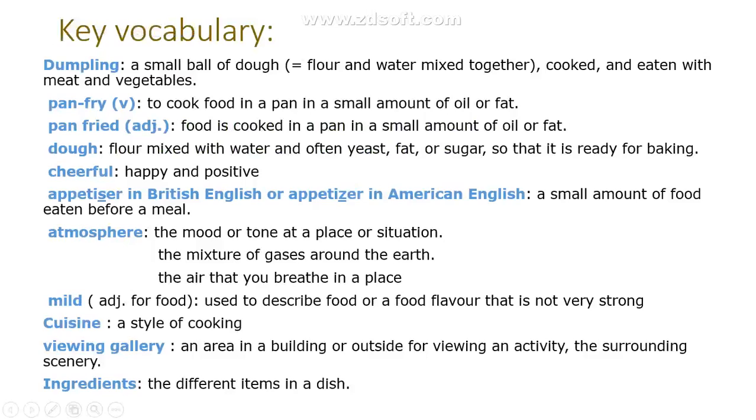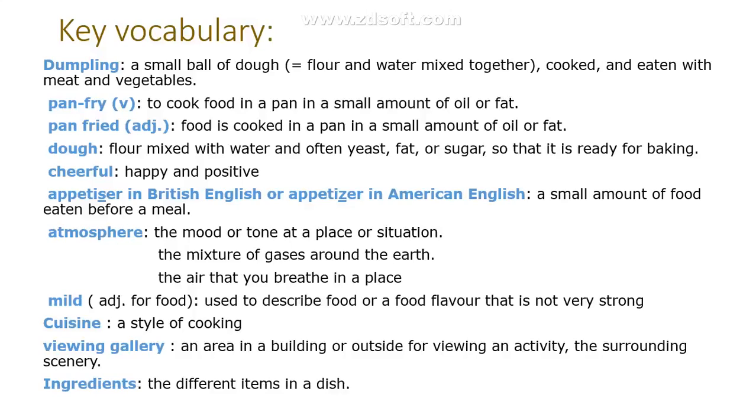Key vocabulary. Dumpling, a small ball of dough. What do you mean by dough? Flour and water mixed together. A small ball of dough cooked and eaten with meat and vegetables. Pan fry, it is a verb: to cook food in a pan in a small amount of oil or fat. Pan fry, adjective: food is cooked in a pan in a small amount of oil or fat.